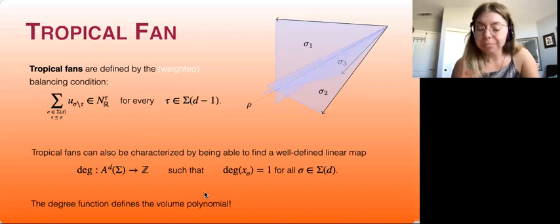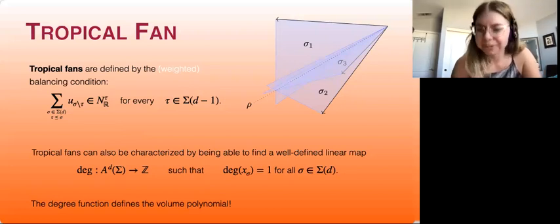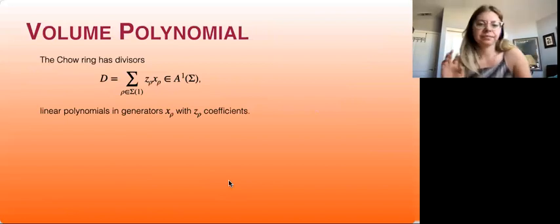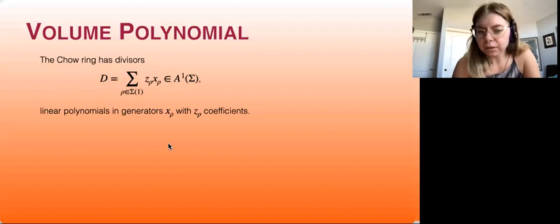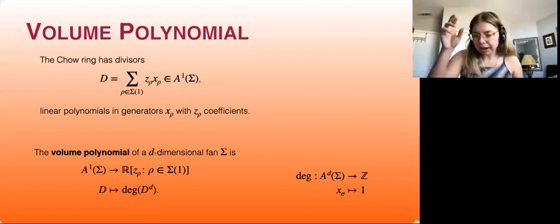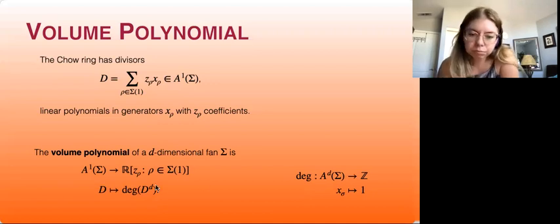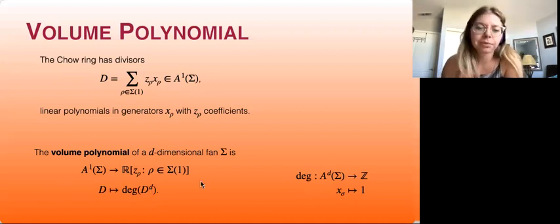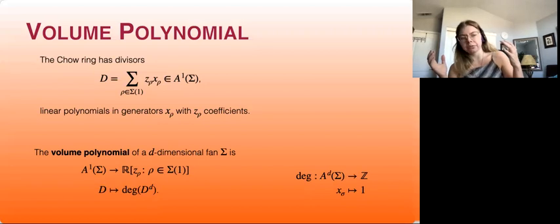We care about this degree function because it defines the volume polynomial, something that's been well studied and something we want to reinterpret. So the volume polynomial is going to take in the divisors of the Chow ring, which are going to be linear polynomials in generators x rho with z coefficients. It's going to take them to the highest degree possible, D, and then it's going to take the degree map of it. So it puts them to the appropriate dimension for the degree map, which gives 1 to all of the top dimensional cones.